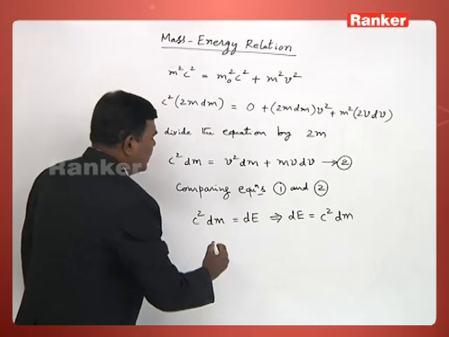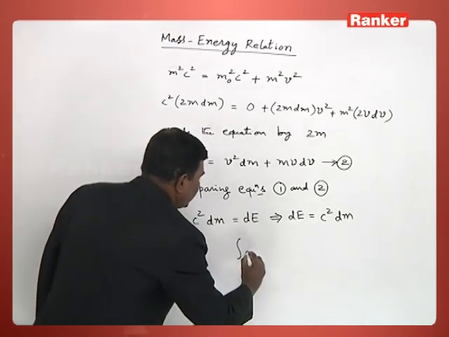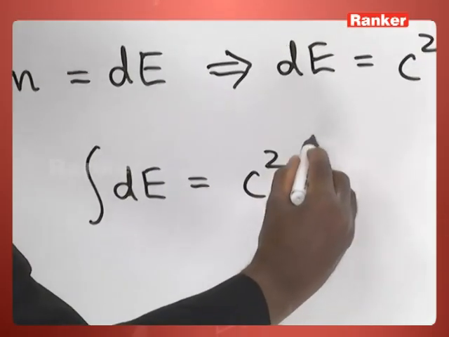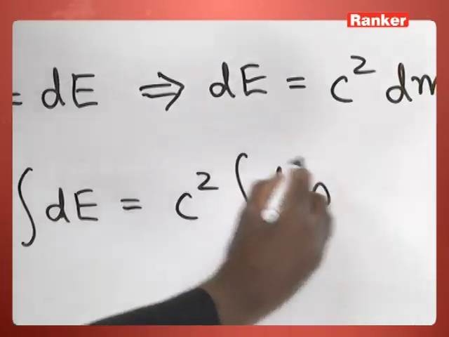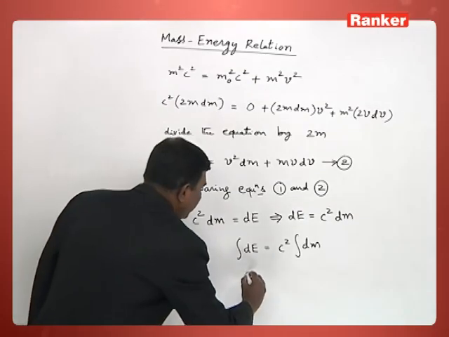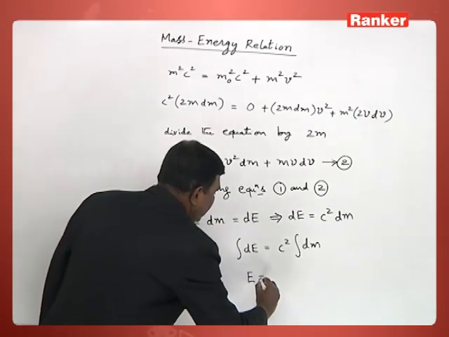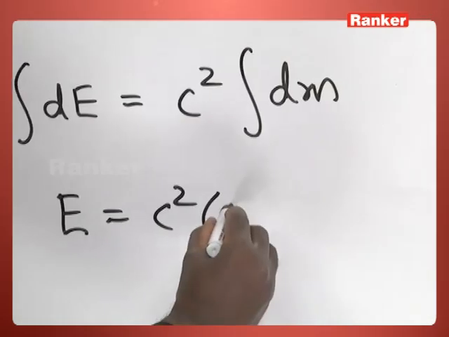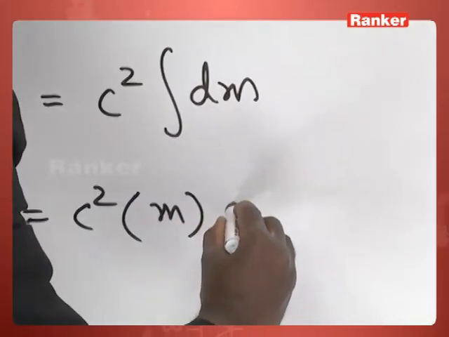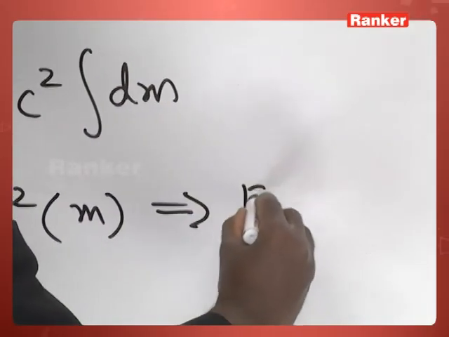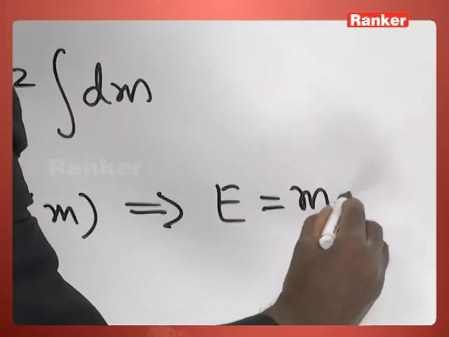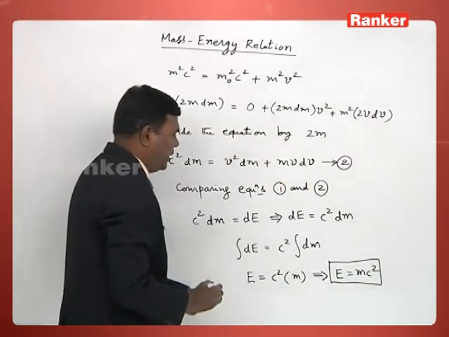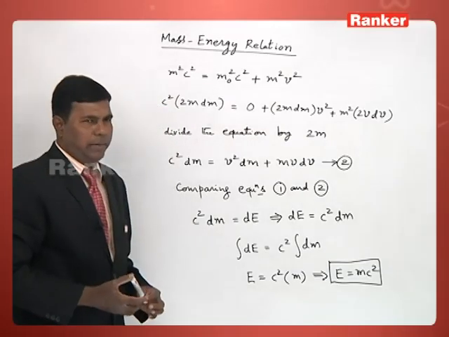Now we can integrate this expression both sides. Integration of dE is equal to c² is a constant, integration of dm. That will give you E on this side. Here you have c² multiplied by integration of dm is m. So that will give you E is equal to mc². That's the final required expression, E equal to mc².